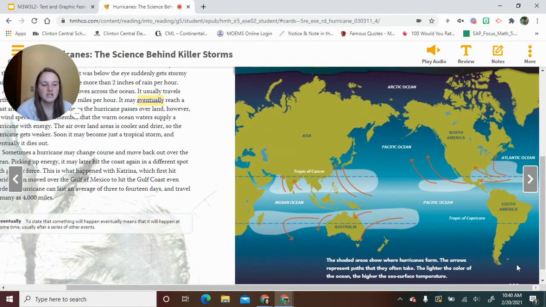And if we look at this picture, or this map, it says, the shaded areas show where hurricanes form. The arrows represent the path that they often take. The lighter the color of the ocean, the higher the sea surface temperature, which makes sense. If we look at this map, the darkest ocean colors are in the Arctic Ocean and down by Antarctica. So that's where we have really cold ocean temperatures, which if we think about what do we know about the North Pole and Antarctica, it matches with what we understand.